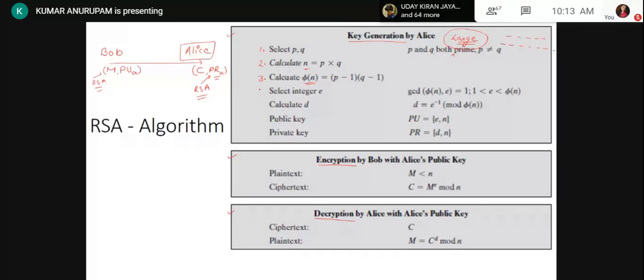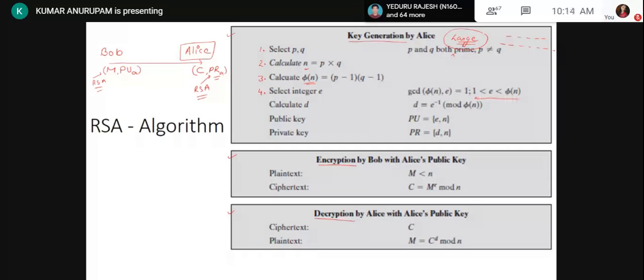That's it. Fourth step says that you need to select an integer E. Now, how to select this integer? There is a condition. This integer E and phi of n must be co-prime with each other, meaning the GCD should be only 1. So the GCD of phi n and E must be equal to 1, and E's value must range between 1 to phi of n. That is the range of E.